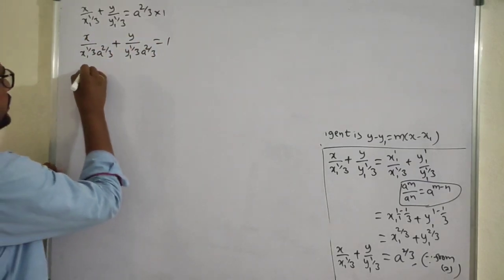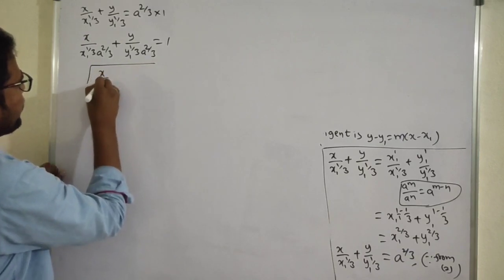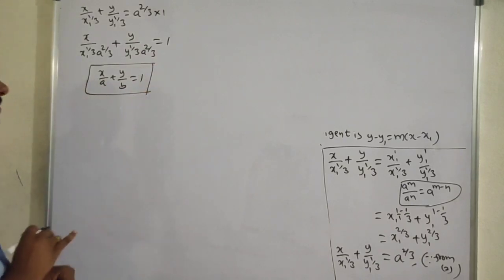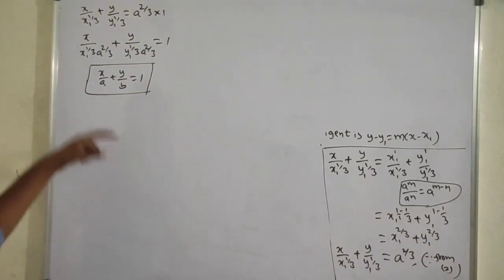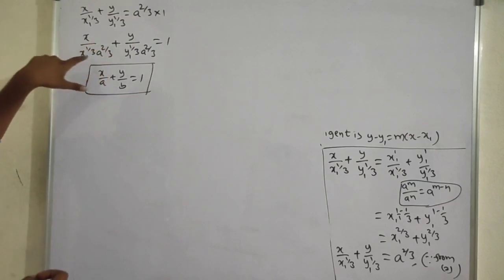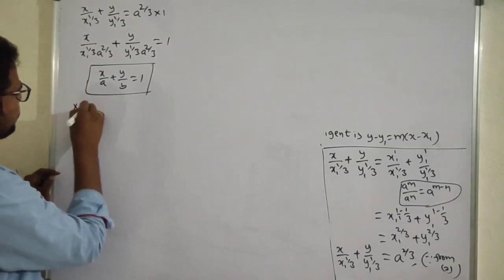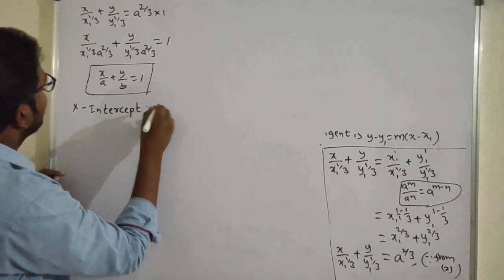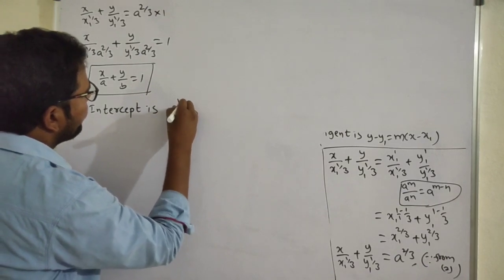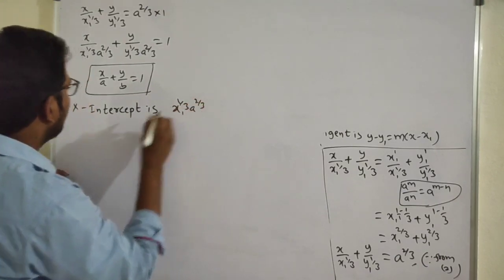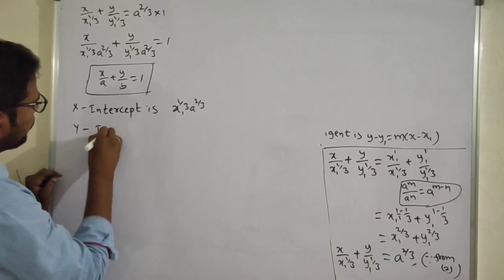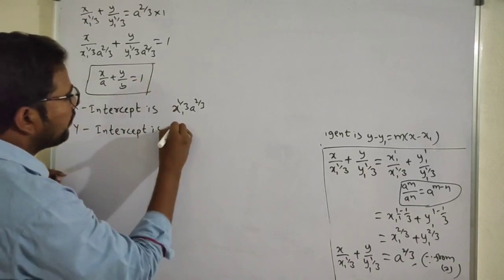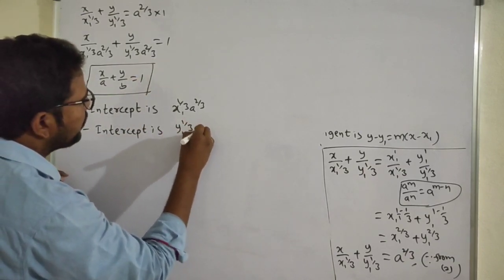It is in the form of x by a plus y by b is equal to 1. So here, what is the x-intercept? This is the x-intercept. So the x-intercept is x1 power 1 by 3 into a power 2 by 3, and the y-intercept is y1 power 1 by 3 into a power 2 by 3.